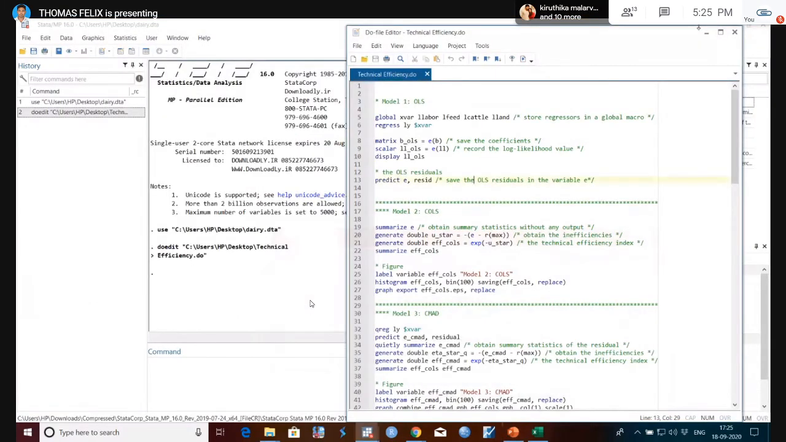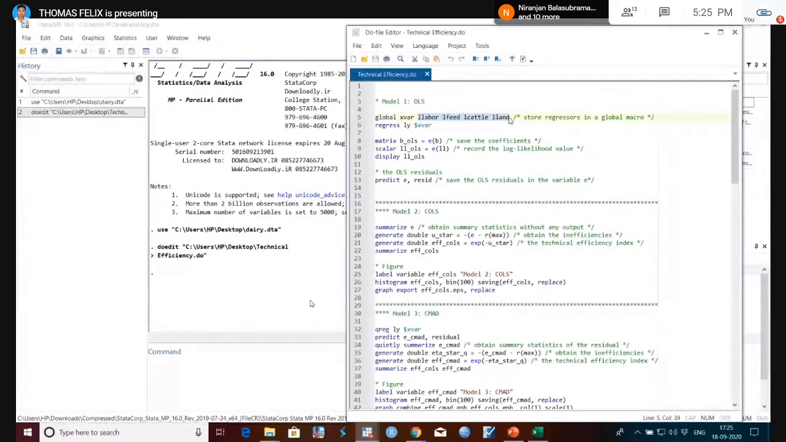First I am making the variables global. Instead of typing each variable, I am making it a global variable. So X variables is nothing but all the input variables. By typing global X var, I say that these are all the inputs which I am going to use, that is land, labor, capital.